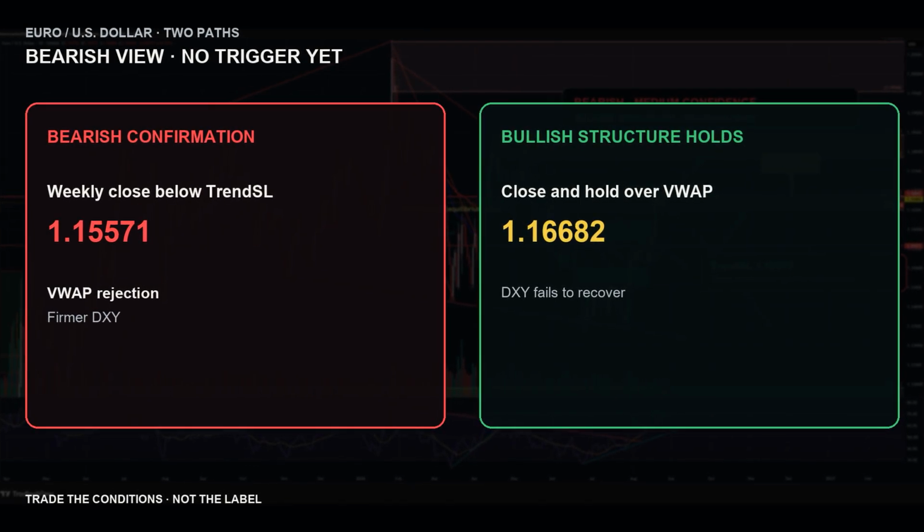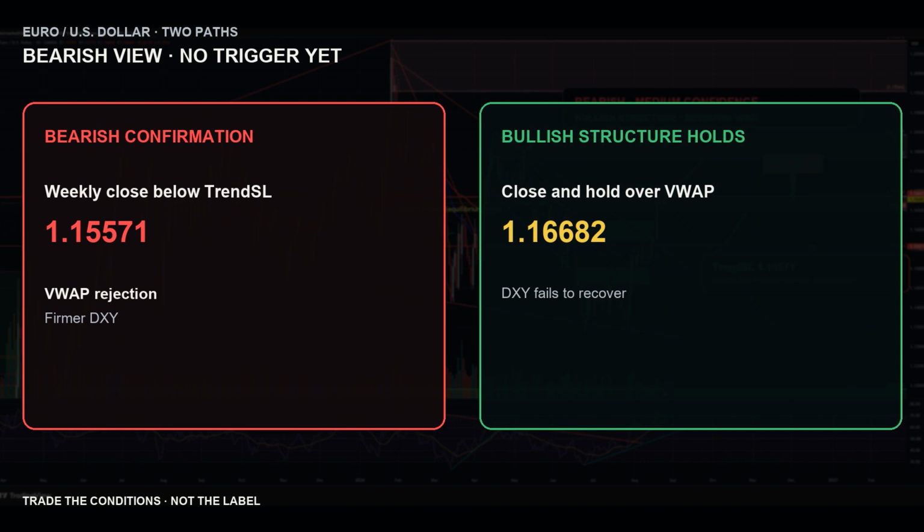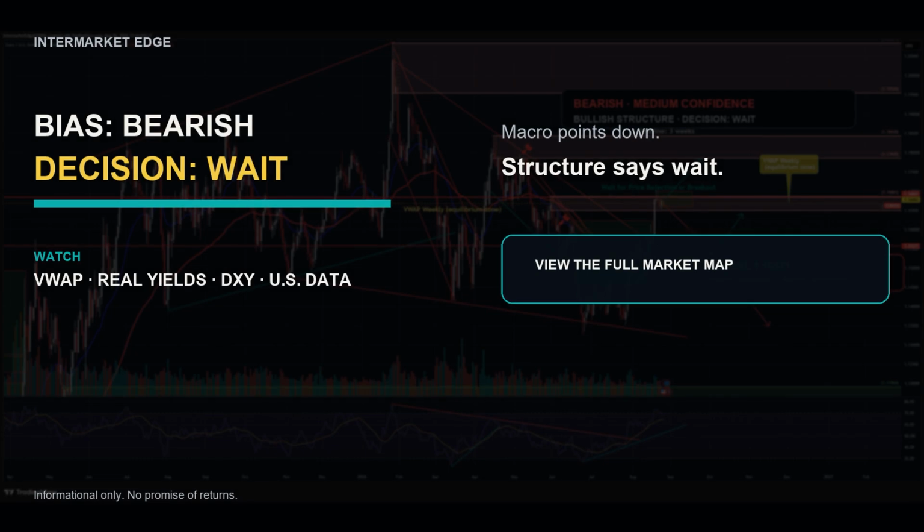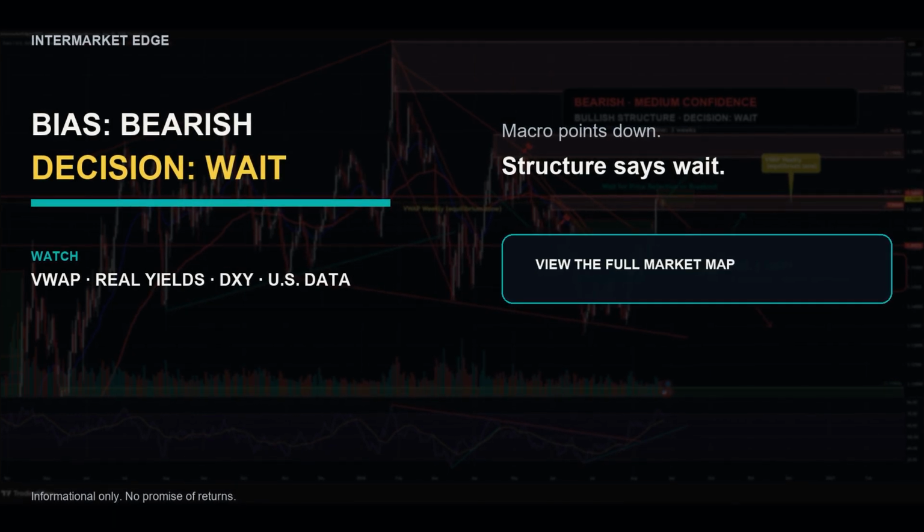The two scenarios should not be blurred together. Bearish structural confirmation requires a weekly close below TrendSL at 1.15571. Only then would technical structure align with the macro bias for the first time. The opposing path begins with acceptance above weekly VWAP at 1.16682, especially if the dollar index fails to recover. That would not automatically create a long signal, but it would make early bearish positioning increasingly difficult to defend.